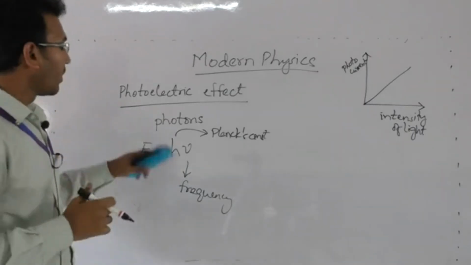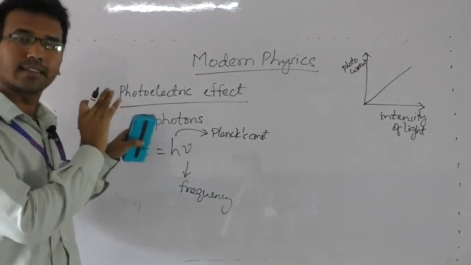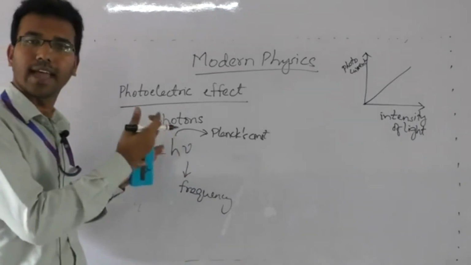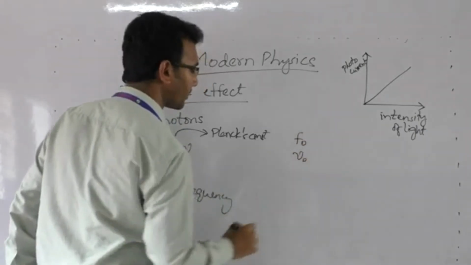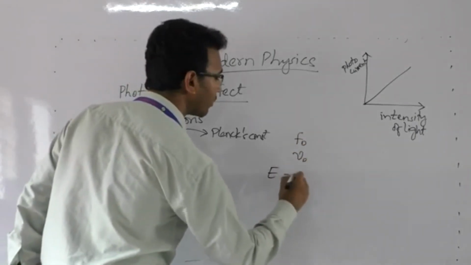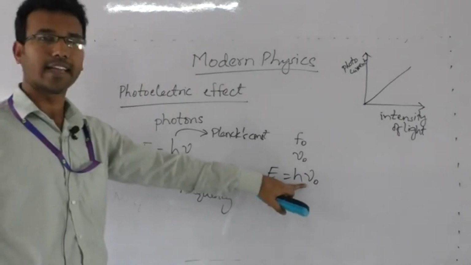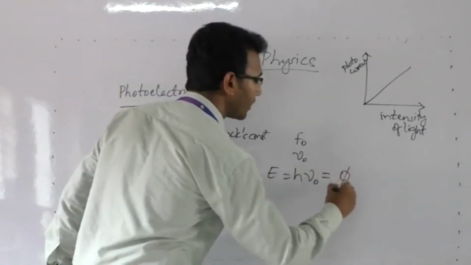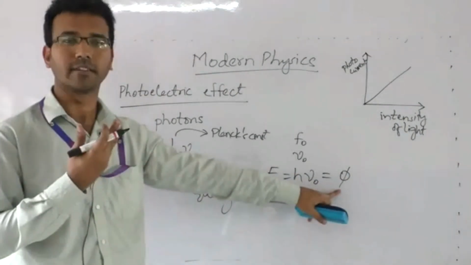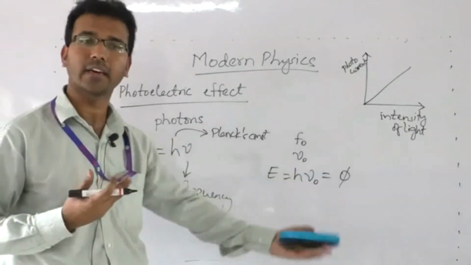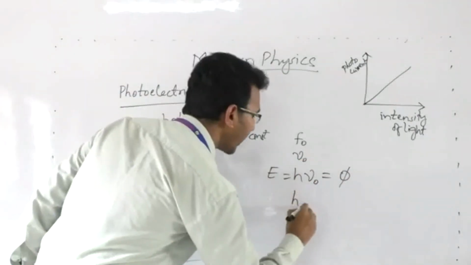Then what he suggested: once the frequency reaches a threshold frequency, that energy is sufficient to make the electron come out of the surface. So if I say that the frequency is f naught or nu naught, then the energy of that particular light will be E equals h nu naught. And if this energy is equal to the work function phi. What is work function? It is the minimum energy required to make an electron come out of the metal surface. If this energy is equal to phi, then the electron just comes out of the surface. Therefore, h nu naught is phi, or h f naught is phi.